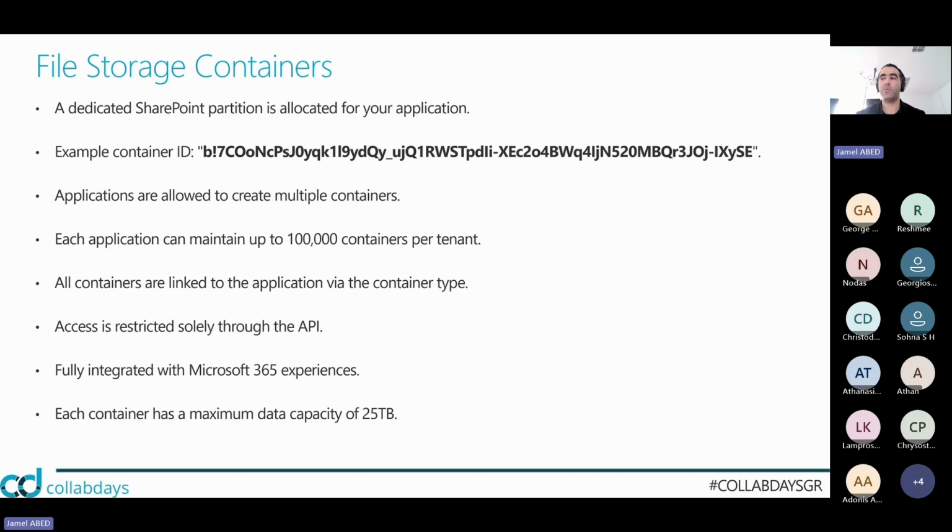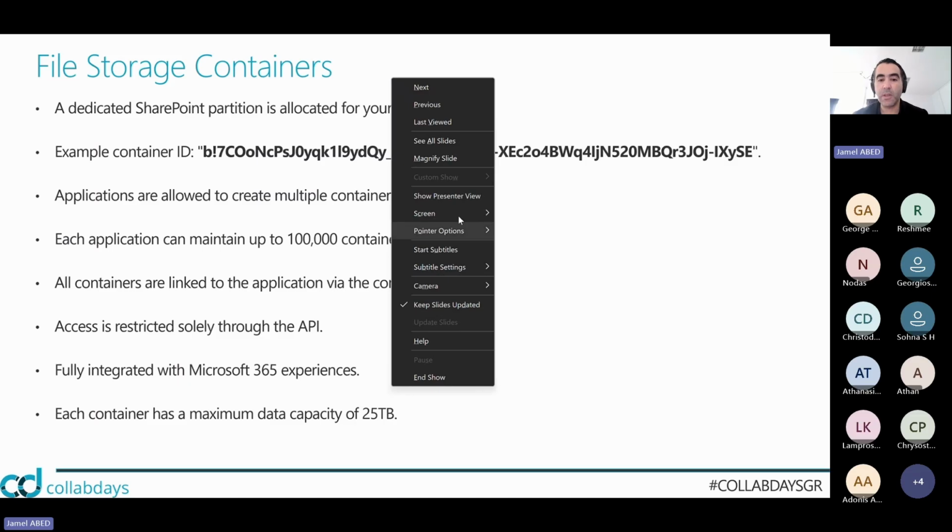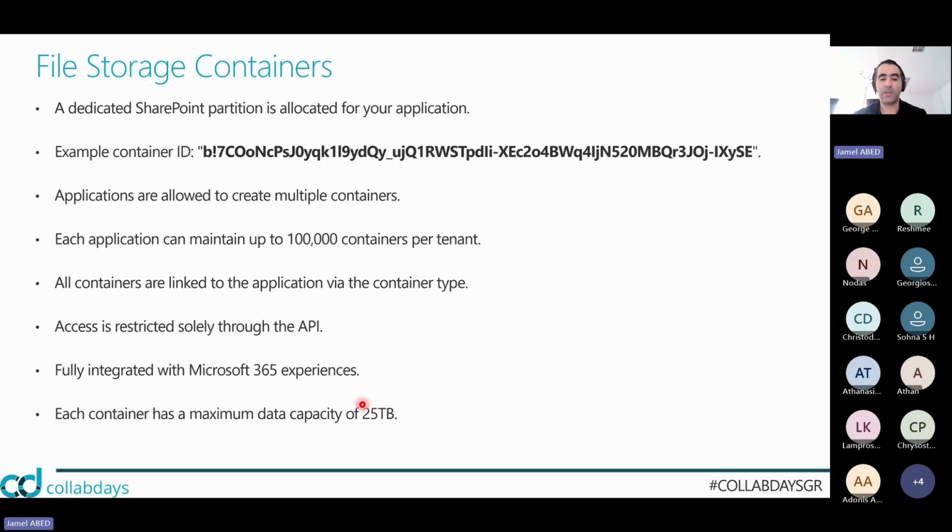That means it's the same way as when you work with files stored inside a SharePoint site. You can, for example, open the file from the browser and from Office applications, and we have many collaboration features like sharing, versioning, and everything. And for the content, we can store up to 25 terabytes for each container.